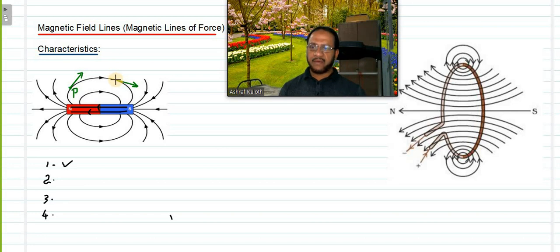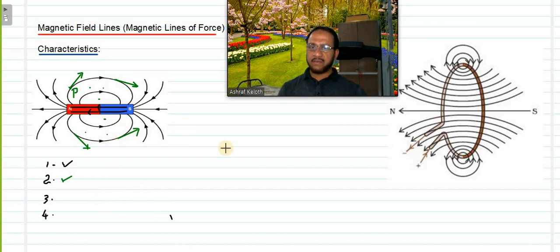So if you are keeping a compass needle here, the red tip of the compass needle, which is the north pole, will be aligned in this direction because the magnetic field direction is this one. If you are keeping a compass needle here, the compass needle will be directed in this way, meaning the north pole of the compass needle will be in this direction because this is the direction of the magnetic field. Now if you want to get the direction of the magnetic field here, draw a tangent at this point. This is the direction of the magnetic field at this point. Or here, this is the direction of the magnetic field. It means at every point, the direction of the magnetic field is different. It keeps on changing. Got the point?